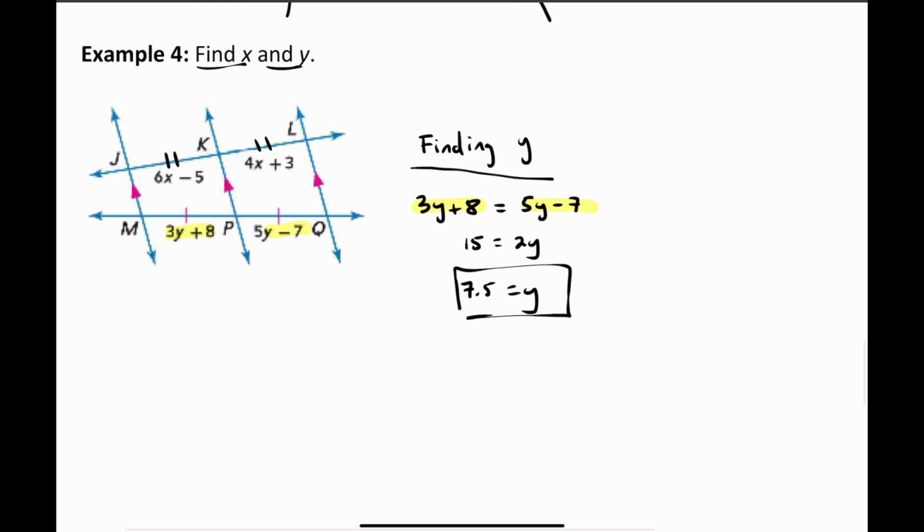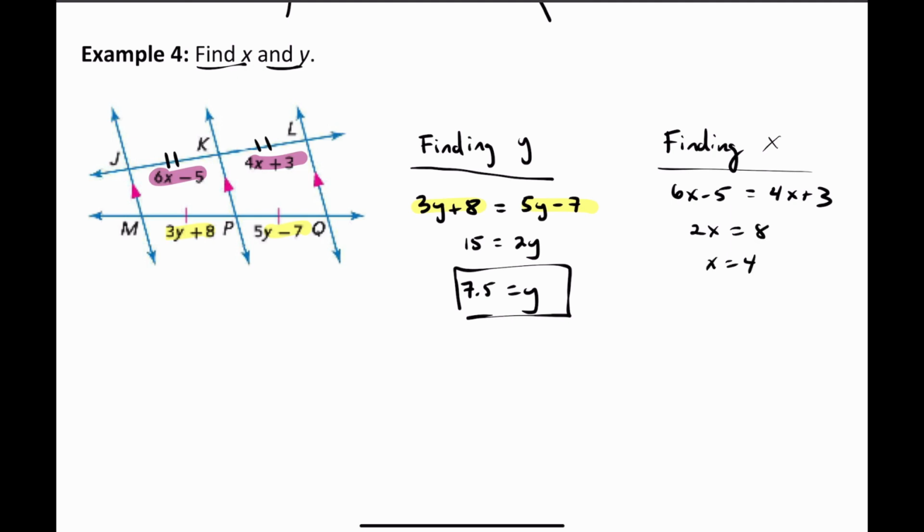Now I'm going to find x. We know that these 2 segments are congruent. So 6x minus 5 is equal to 4x plus 3. So 2x is equal to 8. x is equal to 4. And then I'm done.